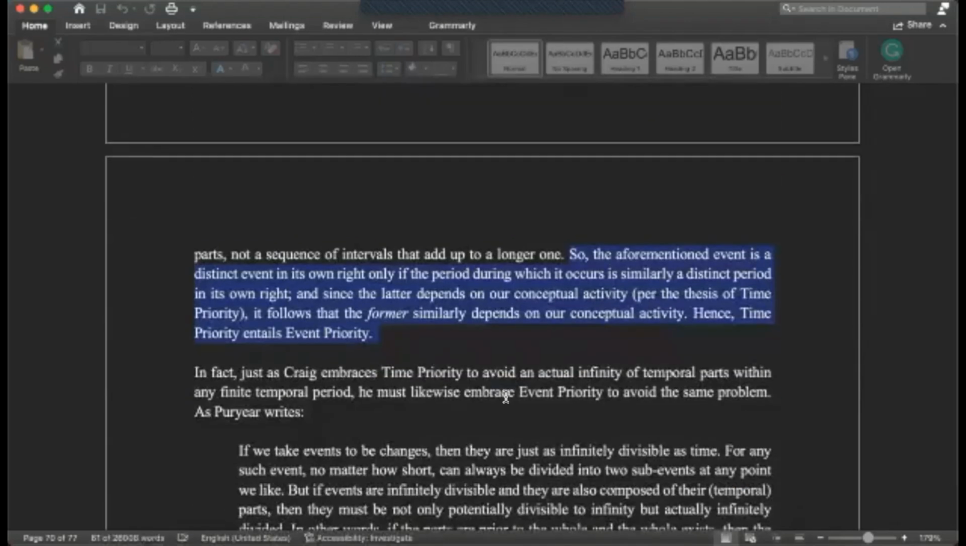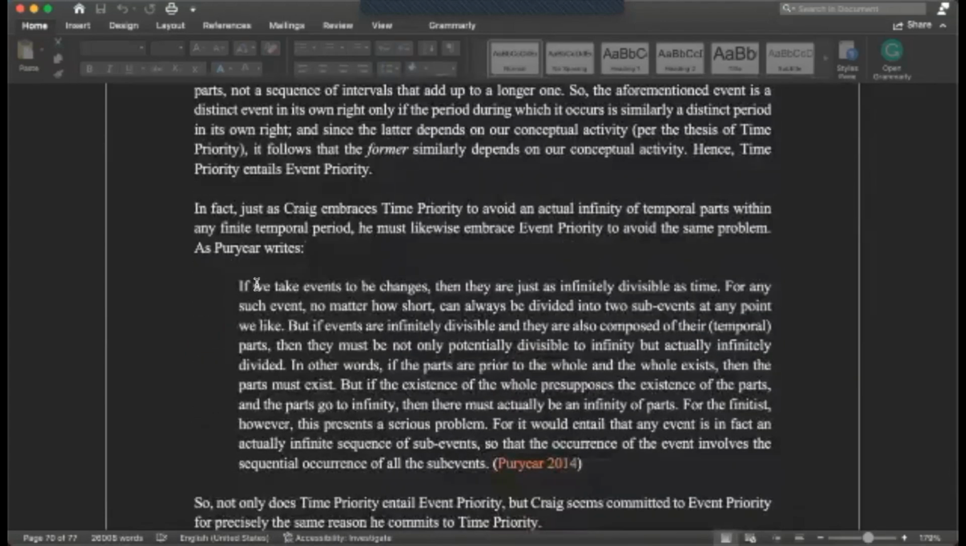In fact, just as Craig embraces time priority to avoid an actual infinity of temporal parts within any finite temporal period, he must likewise embrace event priority to avoid the same problem. As Puryear writes, if we take events to be changes, then they are just as infinitely divisible as time. For any such event, no matter how short, can always be divided into two sub-events at any point we like.